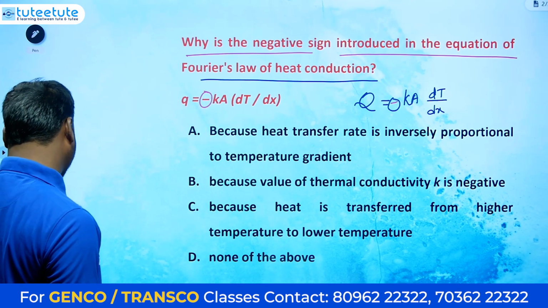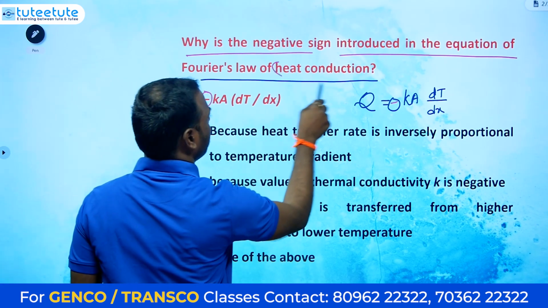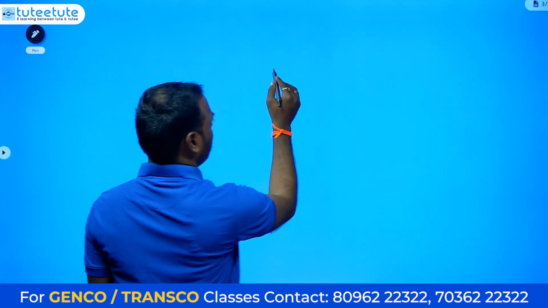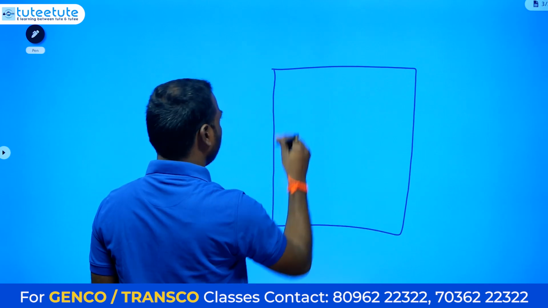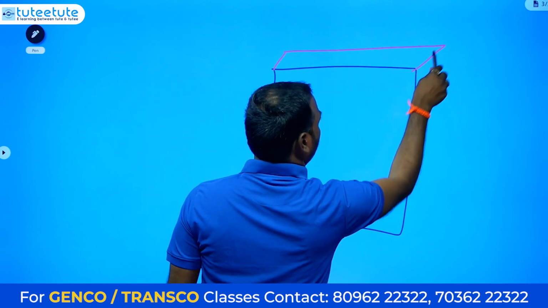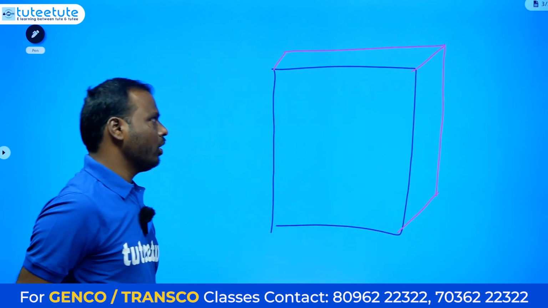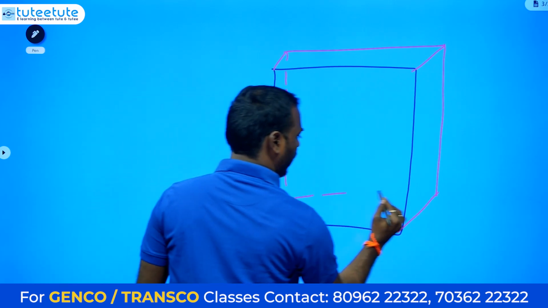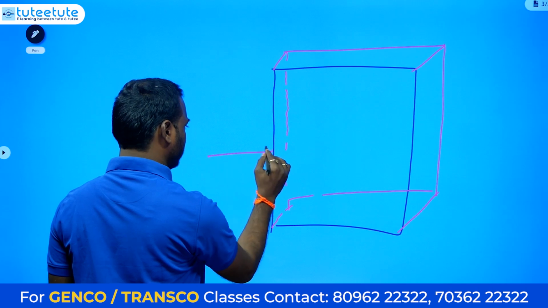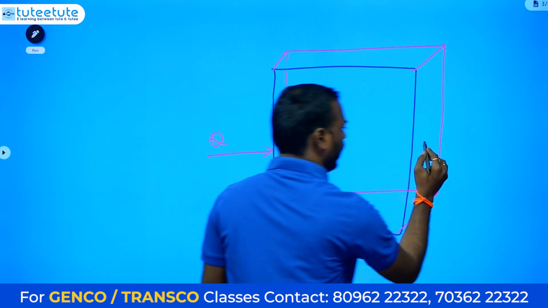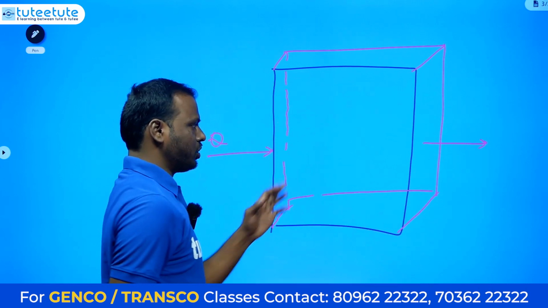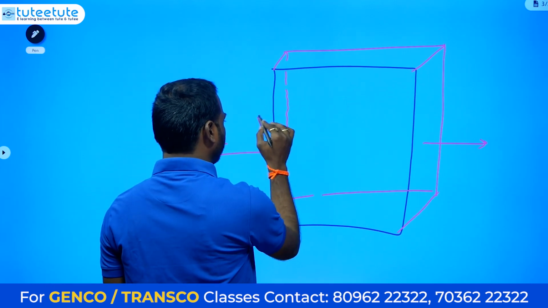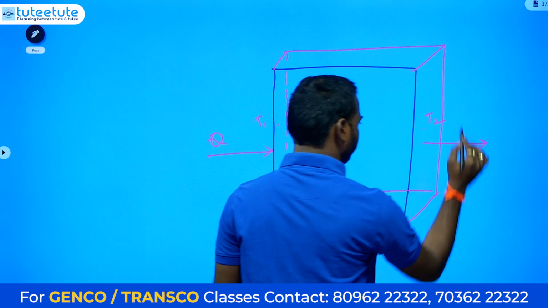Here he is asking about heat conduction. How does it take place? Suppose there is a block or a wall, and the heat Q is transferring from this side along the x direction. Of course, I am taking this temperature as T1 and this temperature as T2.